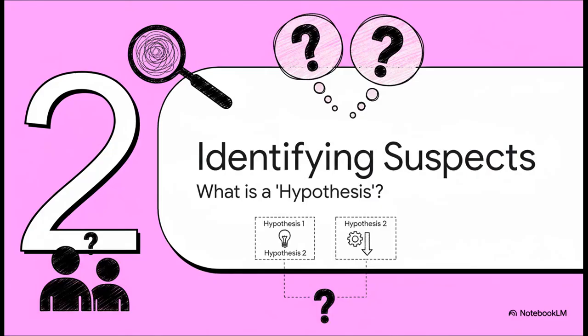Every good investigation has to start somewhere, right? And that's by lining up all the suspects. In the world of machine learning, we just call these hypotheses. A hypothesis is really just a fancy word for a possible explanation. For our case, thankfully, there are only two suspects we need to worry about.